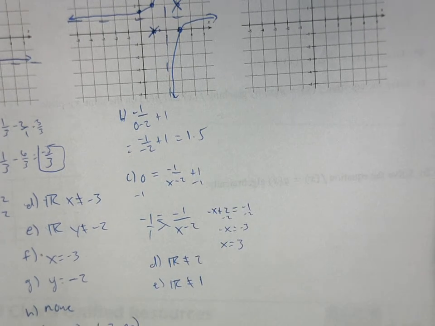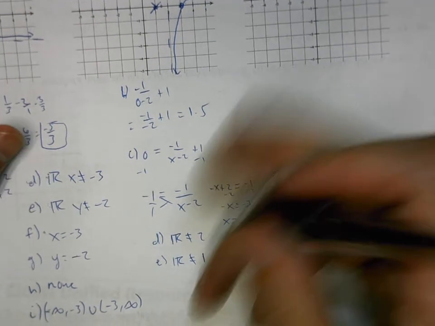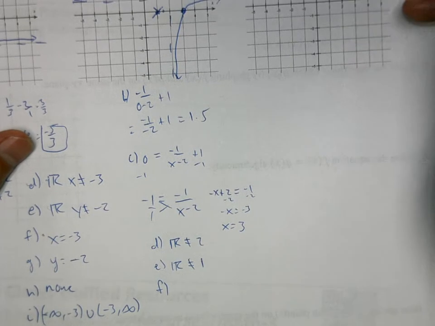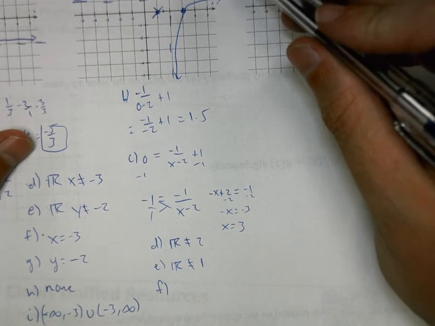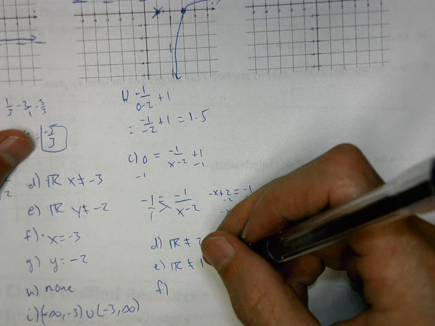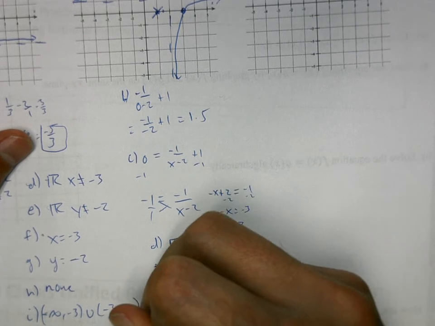F says state the equation of the vertical asymptote. X equals 2. G, state the equation of the horizontal asymptote, y equals 1.